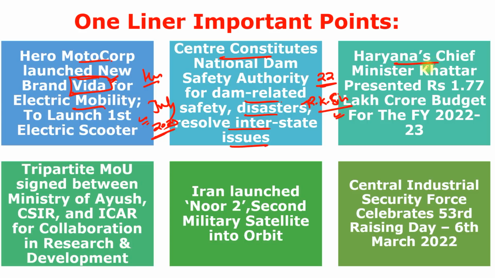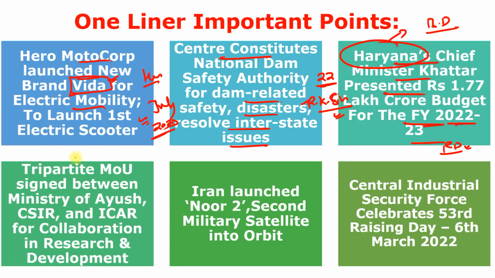Next, Haryana Chief Minister Manohar Lal Khattar ji presented a 1.77 lakh crore budget for the financial year 2022-23, and the budget focuses on agriculture, rural development, women empowerment, health and education by increasing allocation. And you can also remember the Governor of Haryana is Shri Bandaru Dattatreya ji.